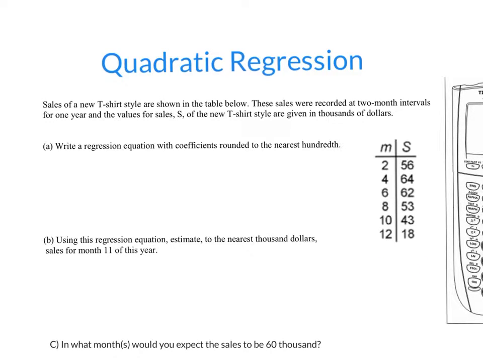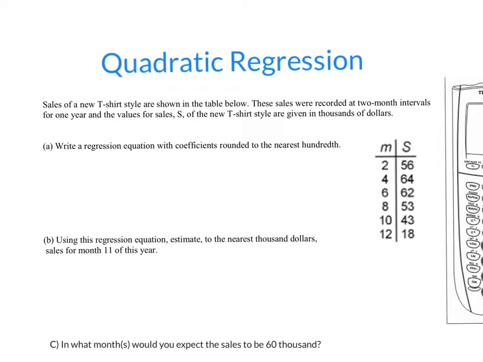So my first example, and my example in this video, is talking about the sales of a new t-shirt style that are shown in the table below. These sales were recorded at a 2-month interval for 1 year, and the values for S of the new t-shirt style are given in thousands of dollars. The first question says, write a regression equation with coefficients rounded to the nearest hundredth.